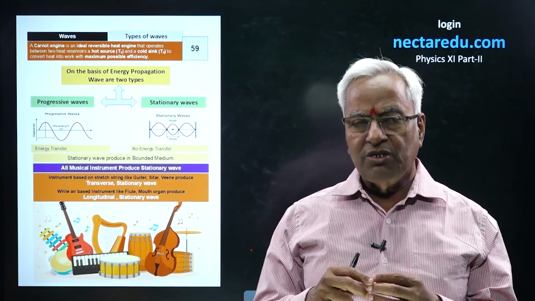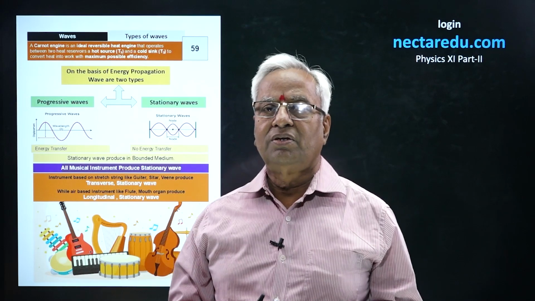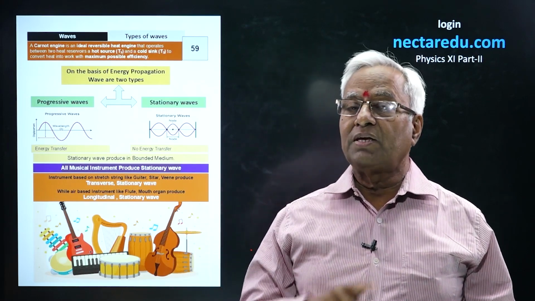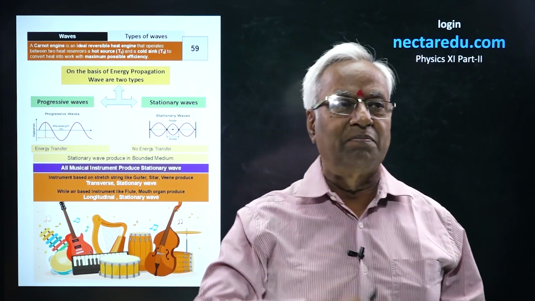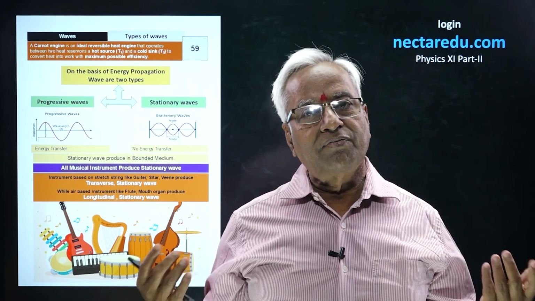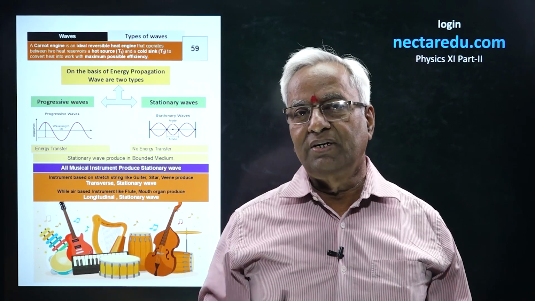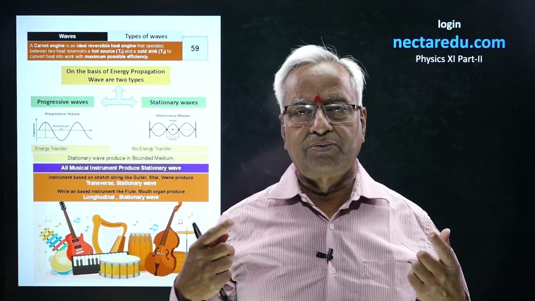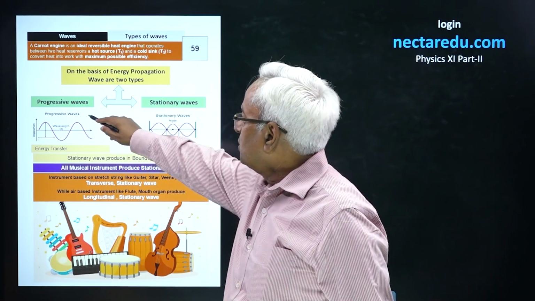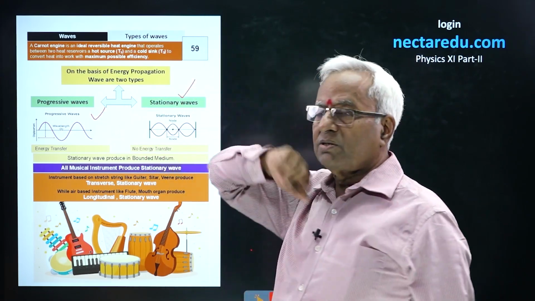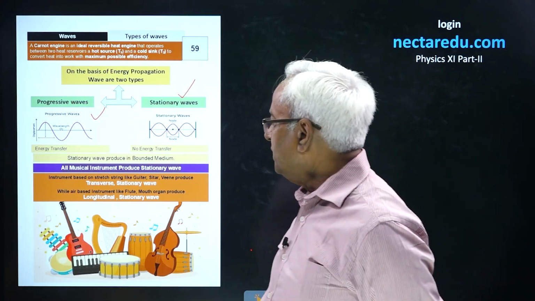So, what is the basic difference in the two situations? When the medium is free, same person, same source, same frequency, same intensity, everything same. But if the medium is not free, it's going to be stationary. If the medium is free, it's going to be progressive. So you have to keep this in mind. Progressive or stationary is only on the basis of availability of the medium.